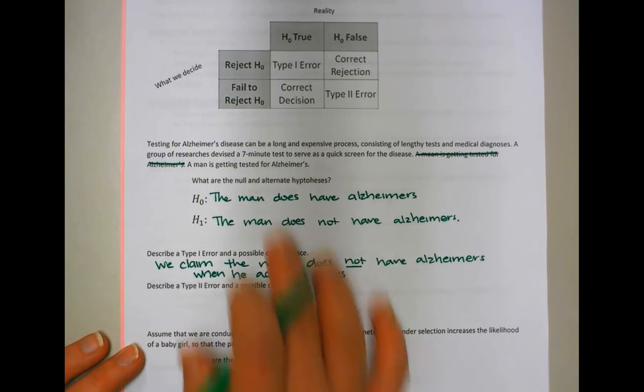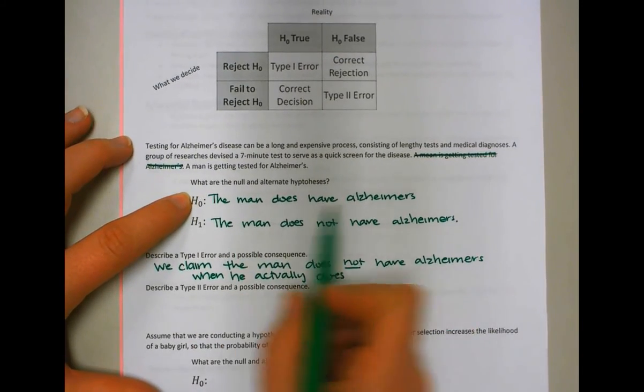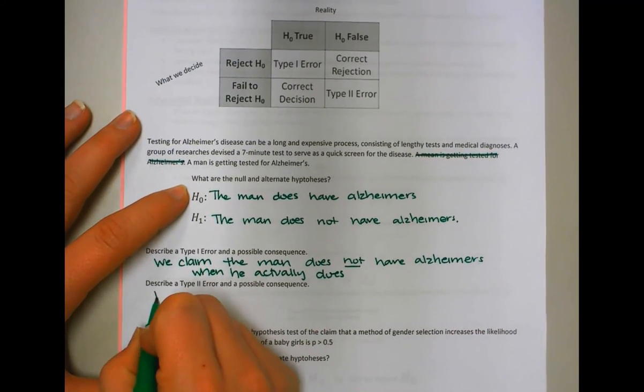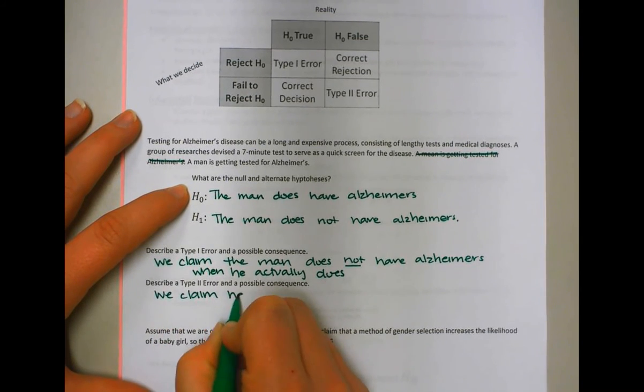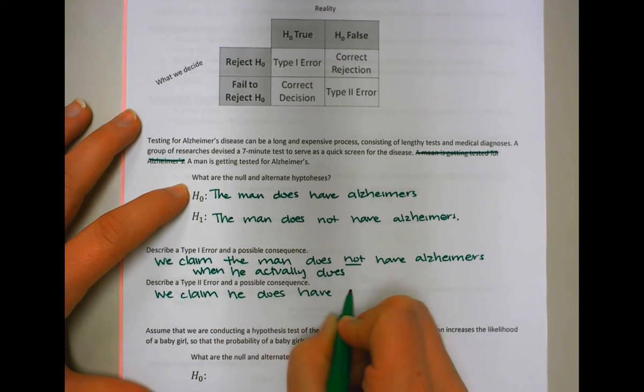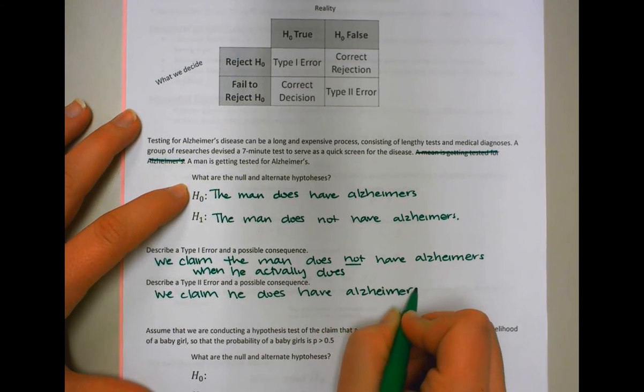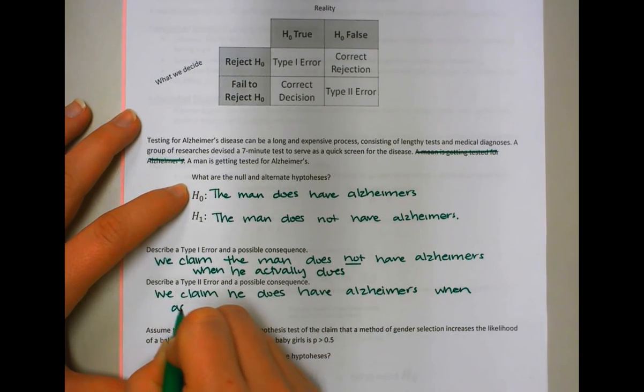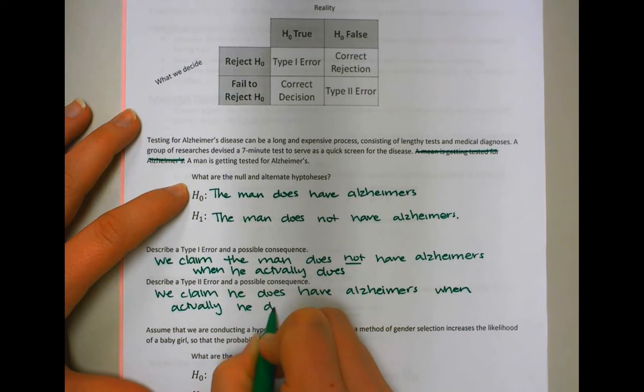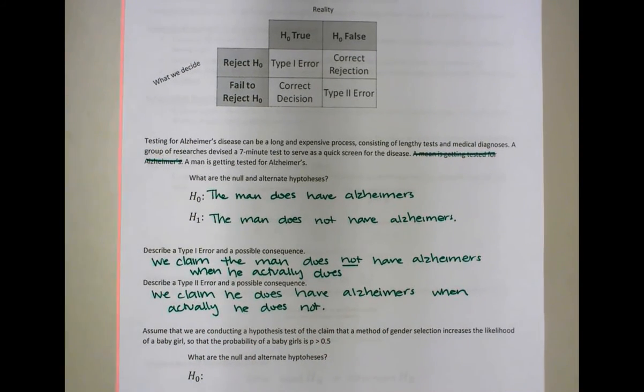So then a type 2 error is we fail to reject, so we keep the null hypothesis when it's actually false. So we claim he does have Alzheimer's, when actually he does not. So this would be giving him medication that he doesn't need. He could be making life arrangements or spending financially like he's going to pass away soon when he's not, or is not going to pass away of Alzheimer's. So it's still a false diagnosis, but kind of has different consequences in that realm.